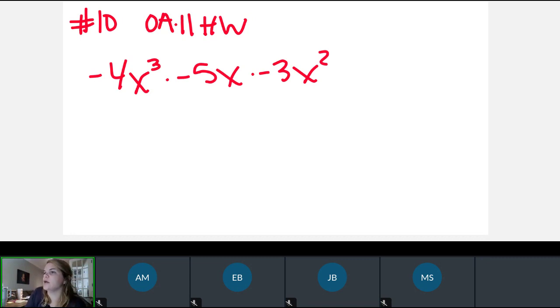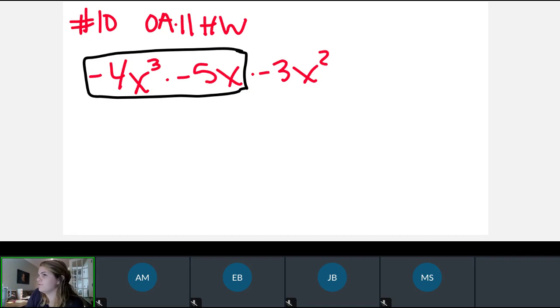Alrighty, so let's take a look here. Let's go ahead and just multiply these two first. So negative 4, I will highlight what I'm doing. Negative 4 times negative 5 is going to give me positive 20. A negative times a negative is a positive. Then I have x to the third times x. Remember, this has an imaginary 1, so that's going to be x to the fourth.